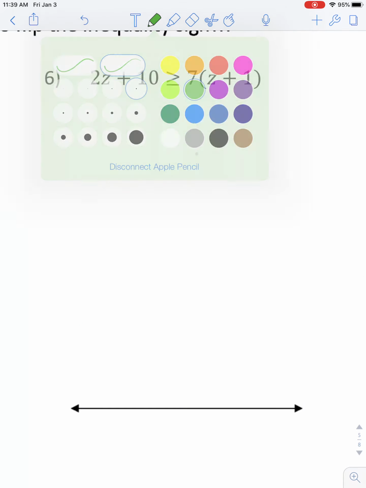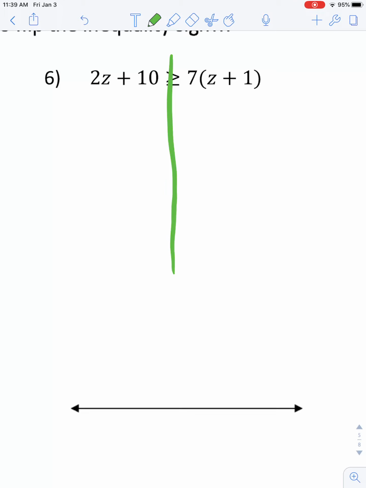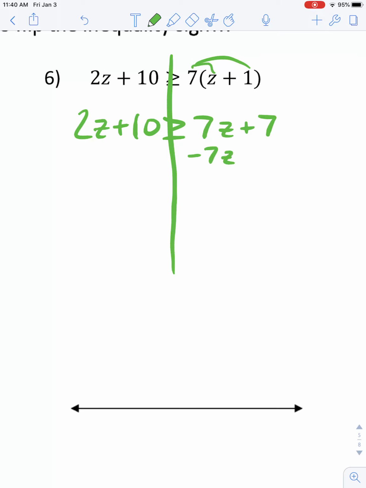Remember that you need to clean up both sides, simplify both sides of an equation or an inequality before you can solve it. So I'm going to have 2z plus 10 is greater than or equal to 7z plus 7. I have to distribute that 7. Now, I need to get the variable to one side. You might be thinking to move the 2 over to keep the z positive. I would prefer you to move all the variables to the left so you can graph easier. Okay, so I'm going to subtract the 7z from both sides.